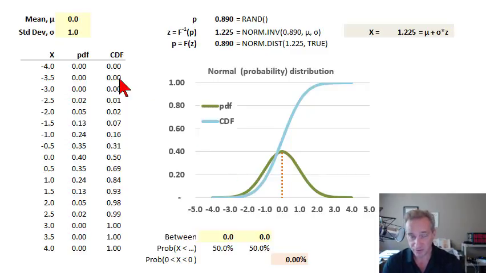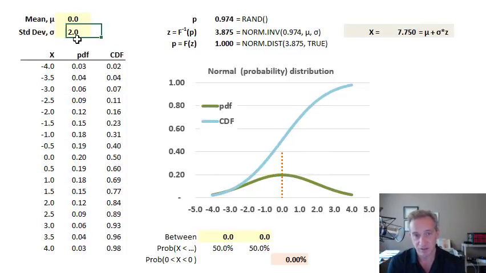I'll share the Excel on the YouTube page if you want to take a closer look, because you can change the location and scale of the normal here. So for example, we can take the standard deviation out to 2, and you can see it appears to be wider. It's still going to have a valid CDF, and then I've got an X value here that applies the so-called transformation on the standard normal, and gives us a new random variable.